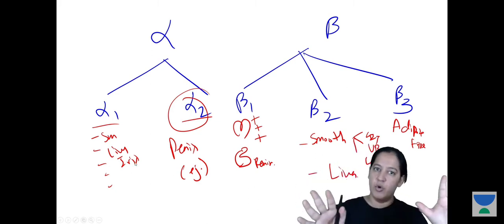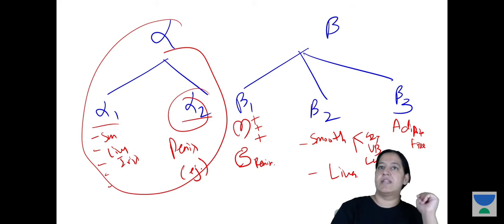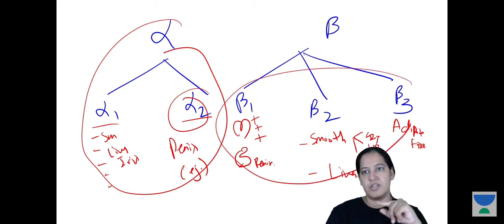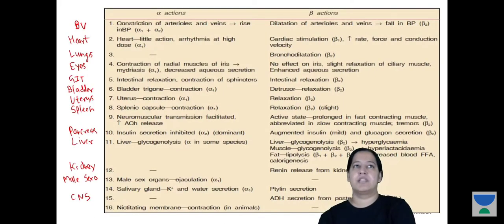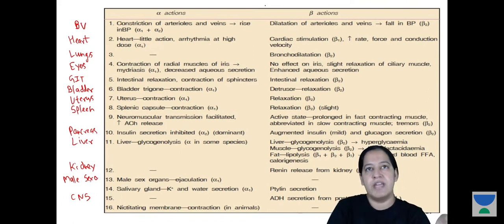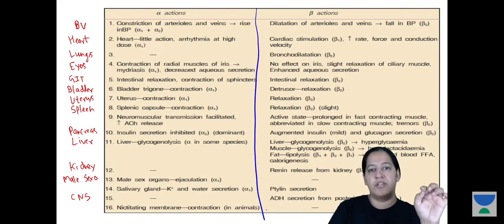Now what I will do, I will combine alpha 1 and alpha 2 together. And I will combine beta 1, beta 2, beta 3 together and make this table. So can you see this table? This table is from KDT. This is going to be our master table for the next 4 chapters.